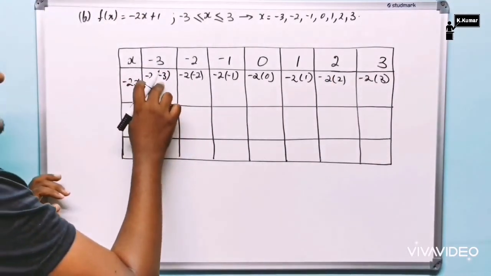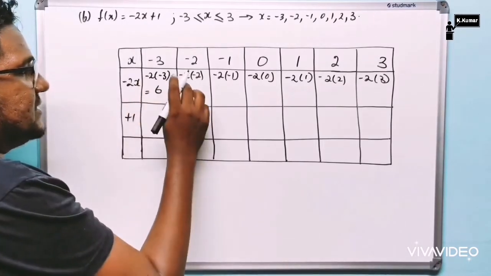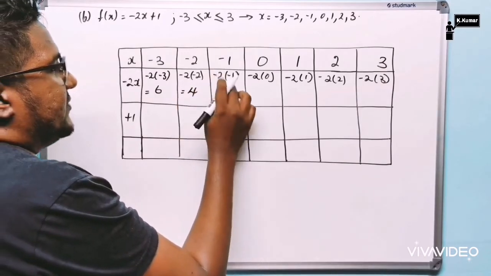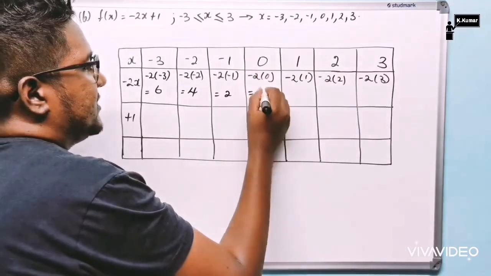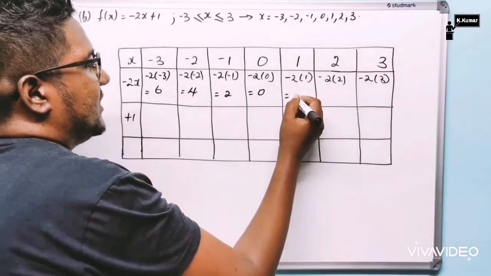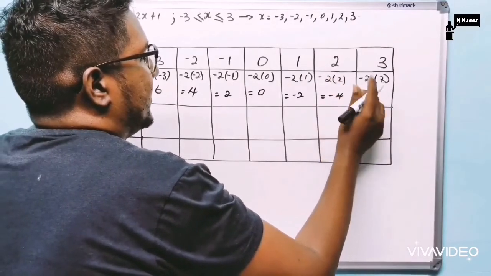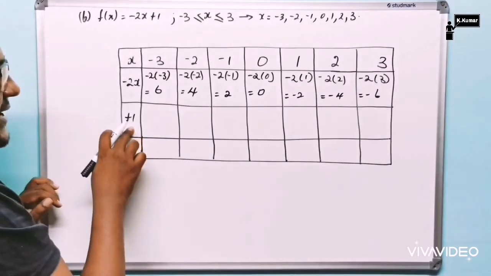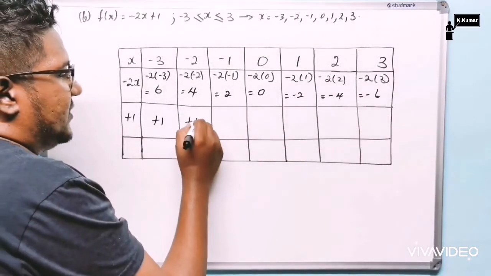This would give me -2 times -3 is positive 6, -2 times -2 is positive 4, -2 times -1 is positive 2, -2 times 0 is 0, -2 times 1 is -2, -2 times 2 is -4, and -2 times 3 is -6. There is no x here, so we just put plus 1 straight through.